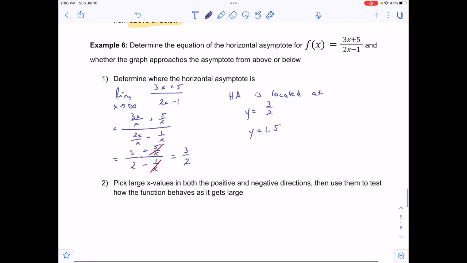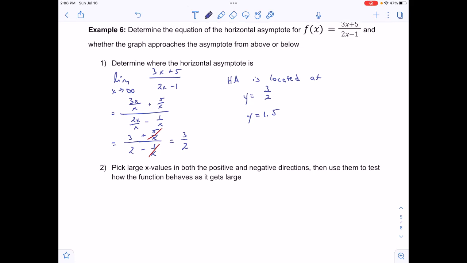So in order to figure out how our function behaves as it gets close to them, we need to pick large x values in both the positive and negative directions, and then we're going to use them to test how the function behaves as it gets large. Okay, in the last page I used 10,000 and I used a million. That is overkill. You do not need to test values that are that big. I'm going to be using 100 and negative 100.